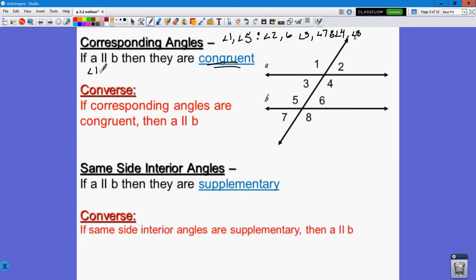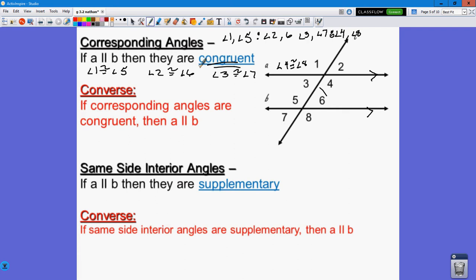So angle 1 will be congruent to angle 5. Angle 2 will be congruent to angle 6. Angle 3 will be congruent to angle 7. And angle 4 will be congruent to angle 8. Corresponding angles, if the lines are parallel, they will always be congruent.